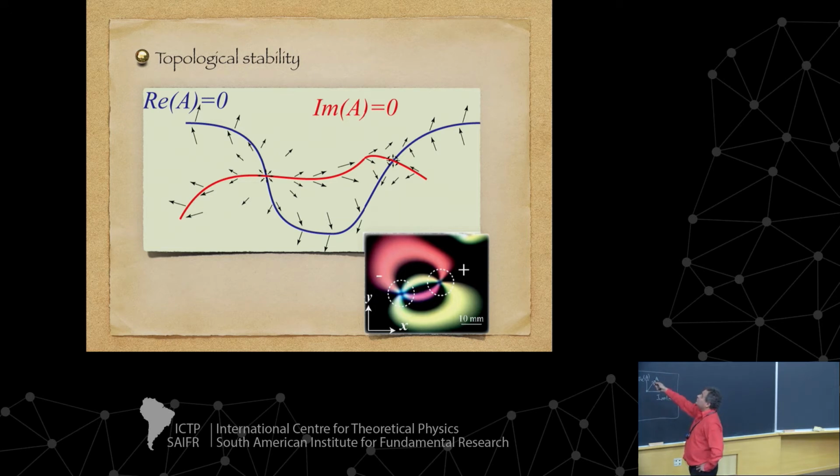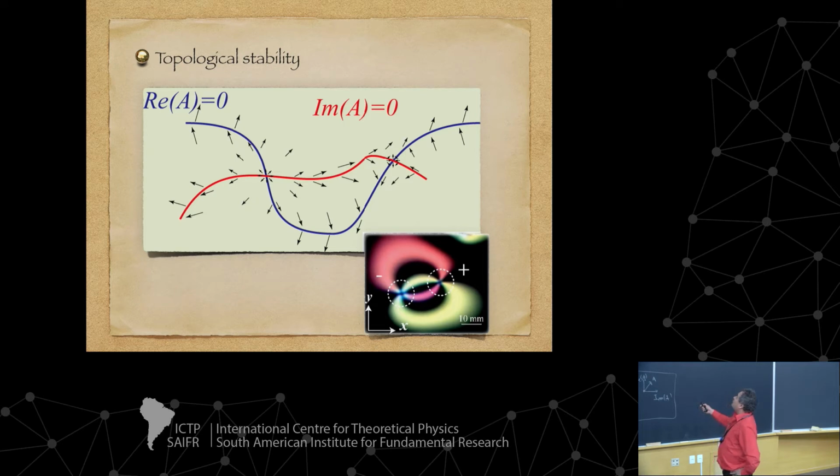In order to destroy a zero in a plane, by the collision of two lines, the only way that you can destroy it is when this zero touches this zero. If you try to do it smoothly, the only way that you can destroy a zero is when this point touches this one. That's the reason they are topological. There is not another way to destroy this solution. The robustness of this solution is related to this simple topological property.